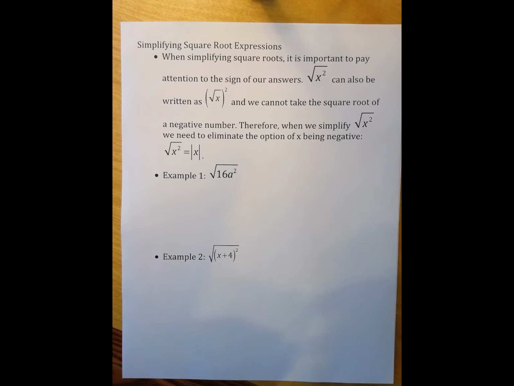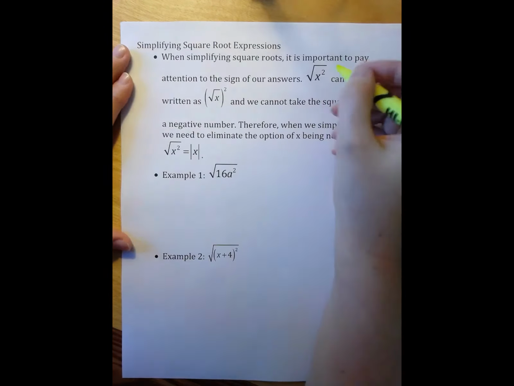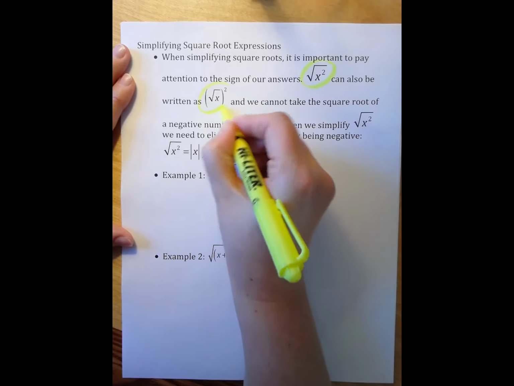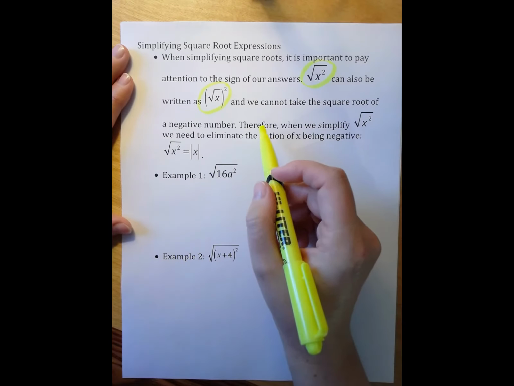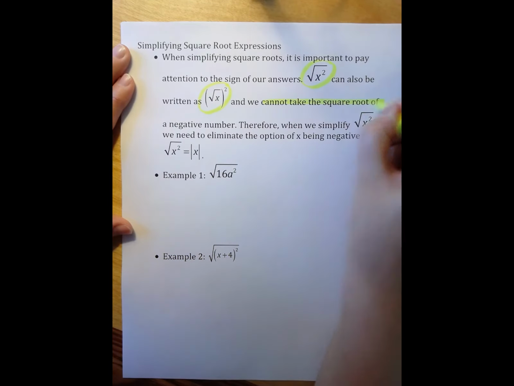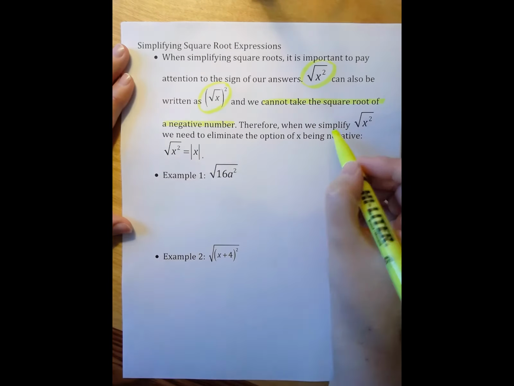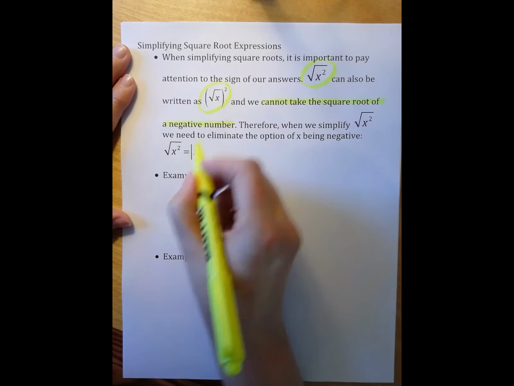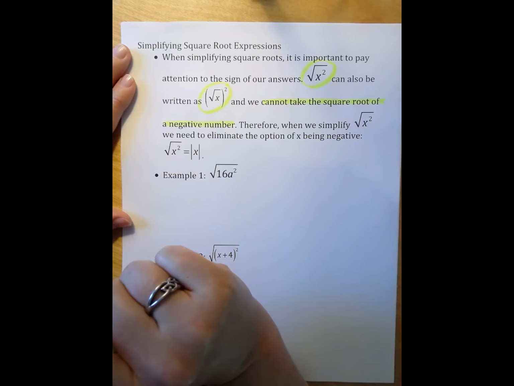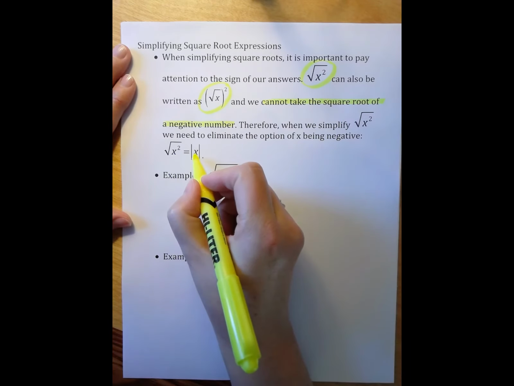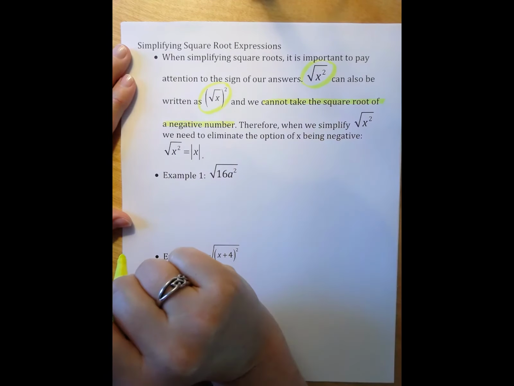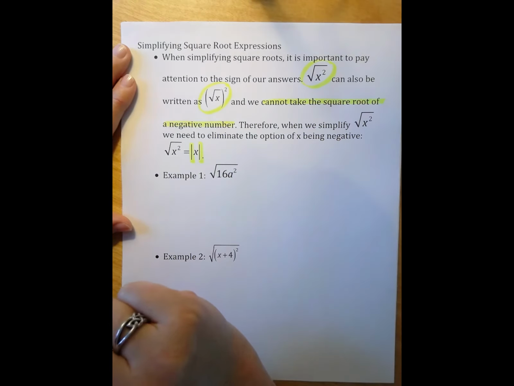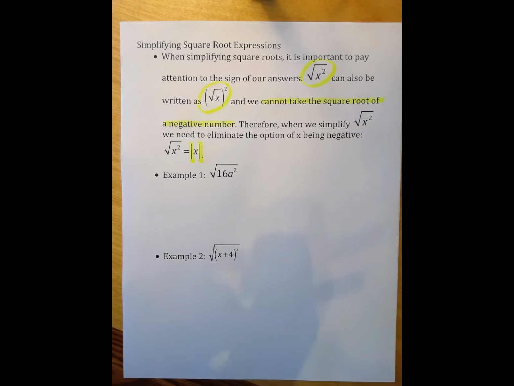So we can write the square root of x squared as the square root of x quantity squared. And since we can't take the square root of a negative number, I have to make sure that I specify that this answer of x, when I'm saying the square root of x quantity squared simplifying to x, is positive. And the way that we say that it is positive is by using absolute value. So let's look at a few examples.